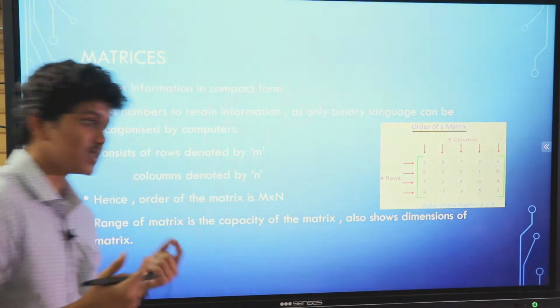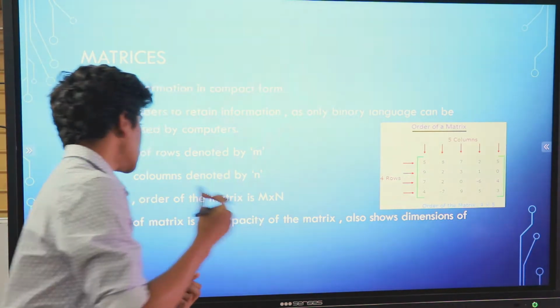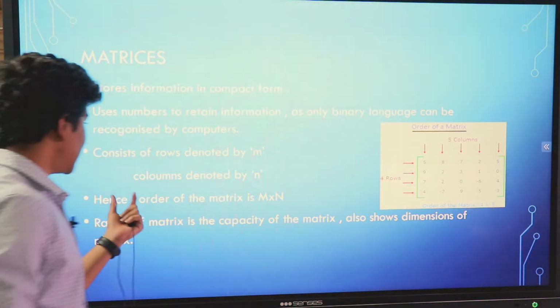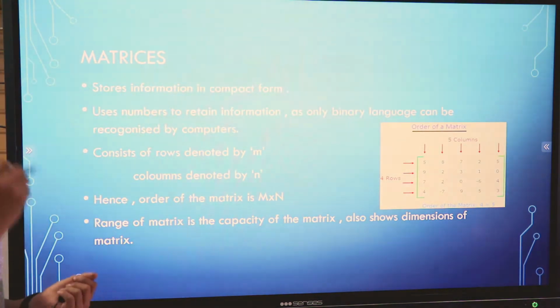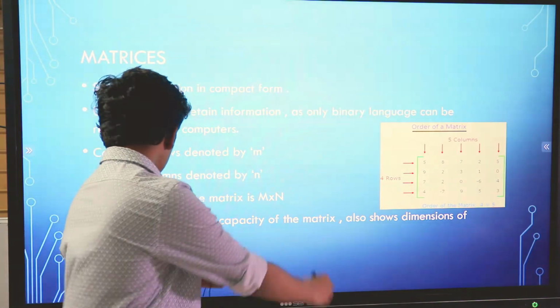Now matrices consist of two things, which are rows and columns. Rows are denoted by M, columns are denoted by N. Hence the order of the matrix. Order is M into N, the number of rows into the number of columns.